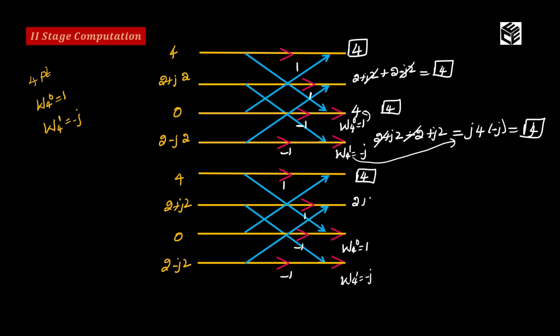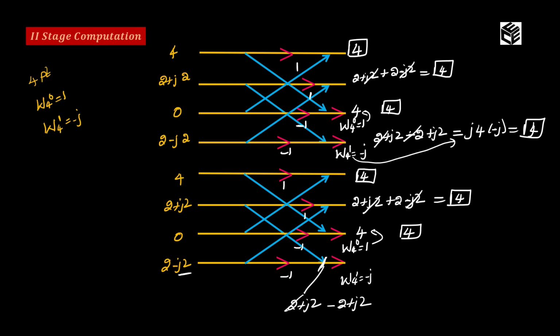And here it is 2 plus j2, which is added to 2 minus j2. So minus j2 plus j2 cancel each other, the value is 4. In a similar way here, 4 plus 0 is 4, which is multiplied by W4 power 0. So the answer is 4. And here, at this point, my answer is 2 plus j2. When I multiply 2 minus j2 with minus 1, I will get minus 2 plus j2. So minus 2 and plus 2 will cancel each other. So it is j4. I am going to multiply j4 with W4 power 1. So my answer is 4.